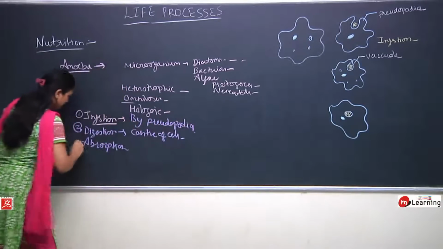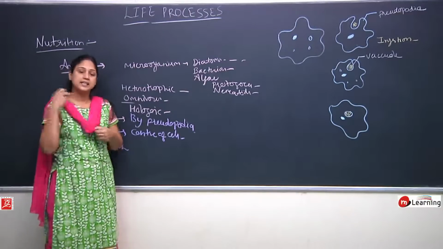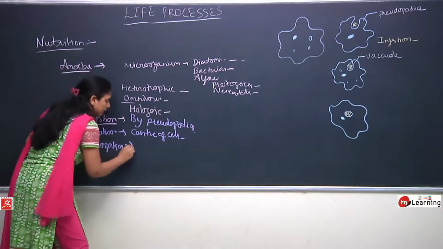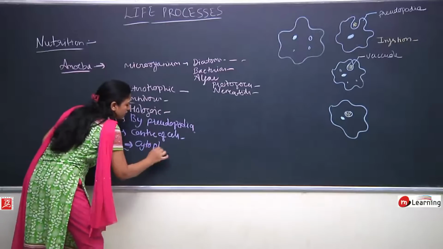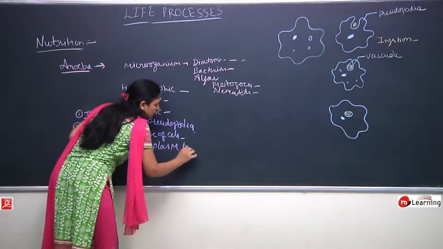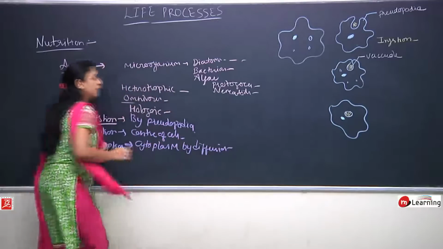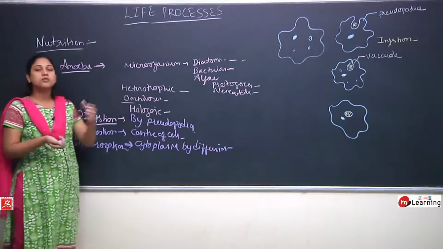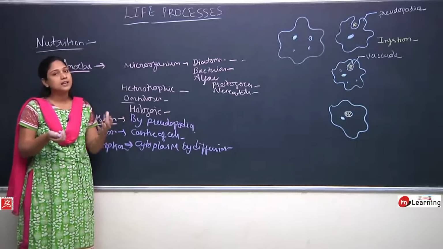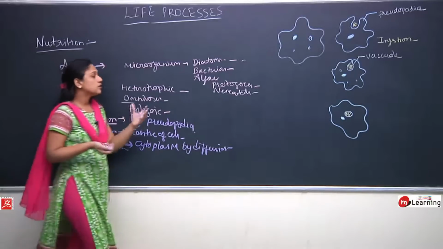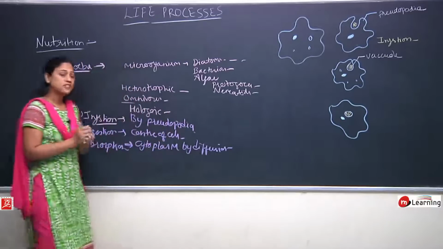Then the food which has been digested is absorbed by the cytoplasm by diffusion. By diffusion the food goes into the cytoplasm, the fluid of the cell, which is called cytoplasm. So the absorption is done by the cytoplasm of the cell.